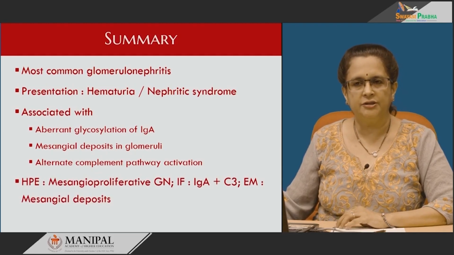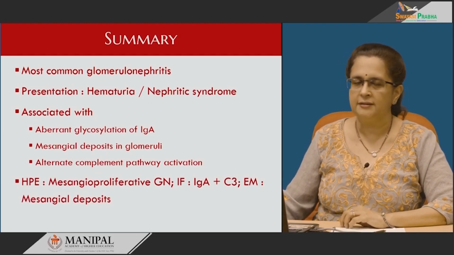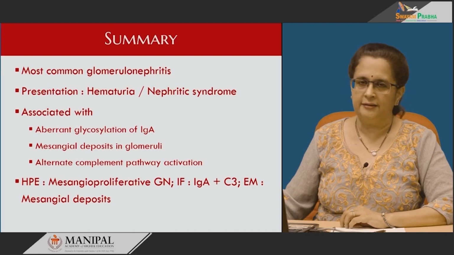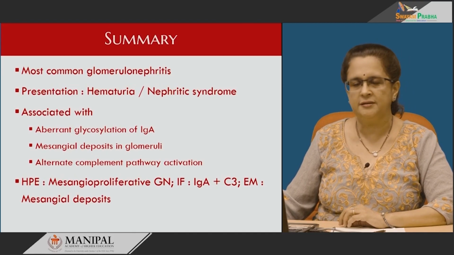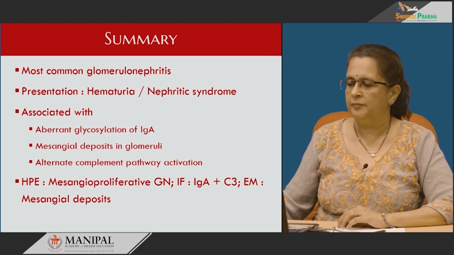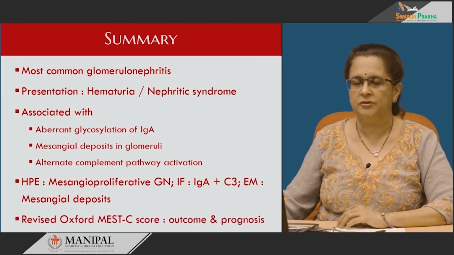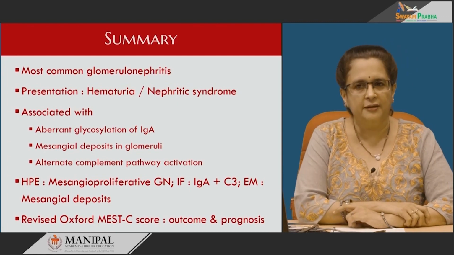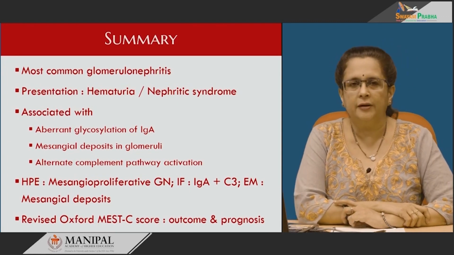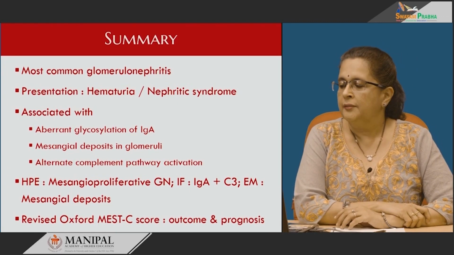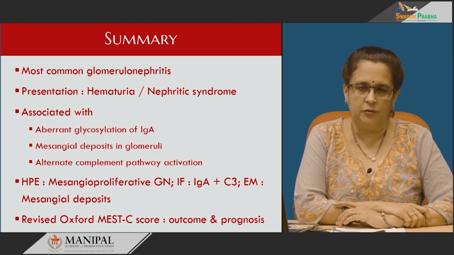Histopathologically, we will see mesangioproliferative glomerulonephritis with IgA and C3 either codominant or IgA dominant deposits on immunofluorescence and mesangial deposit predominance on electron microscopy. The revised Oxford MEST-C classification is important for predicting the outcome as well as prognosis in these patients.